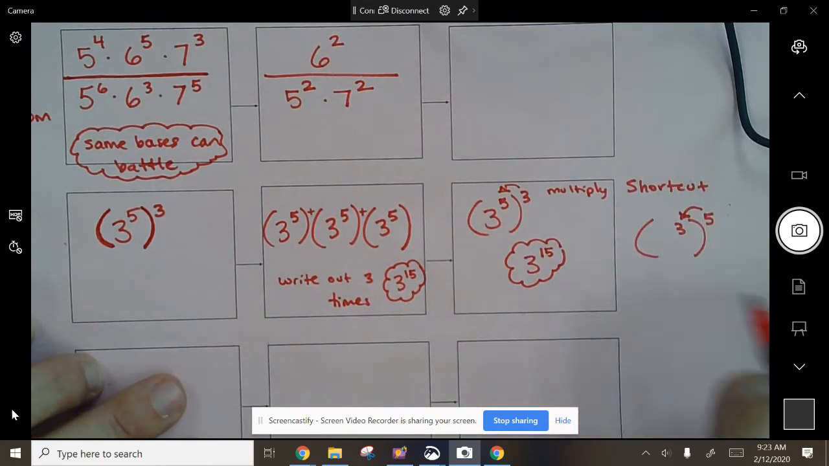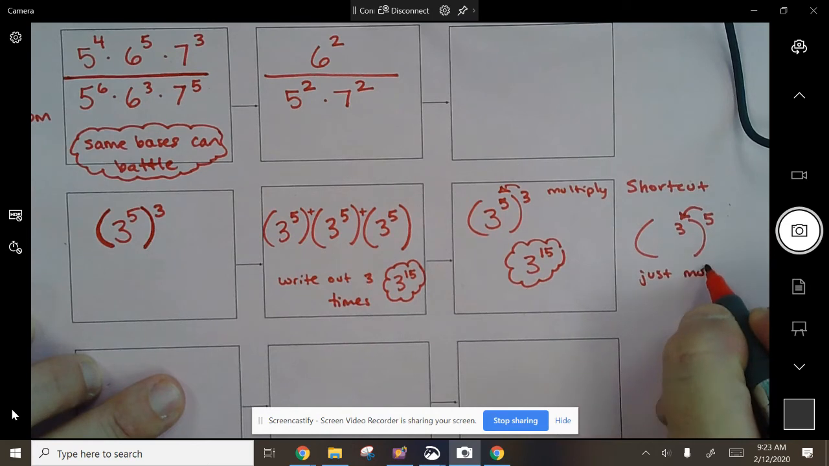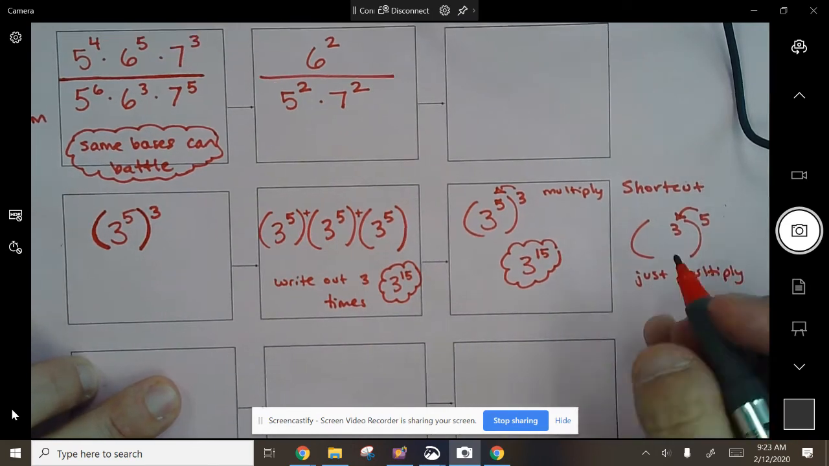Okay? We'll write just multiply exponents.